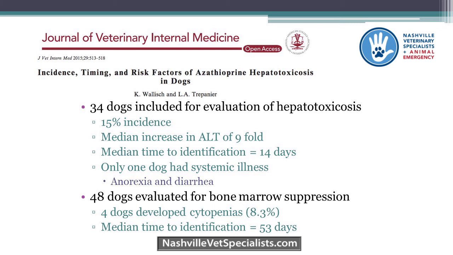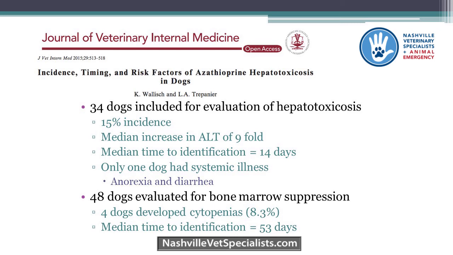It happens in about 14 days. The crazy thing is that only one of the dogs has had systemic illness, and it was anorexic and had diarrhea. But once again, they're getting that chemistry panel back and going, whoa, I'm stopping this. I'm sure if you continued the drug on, then there would have been more serious problems.